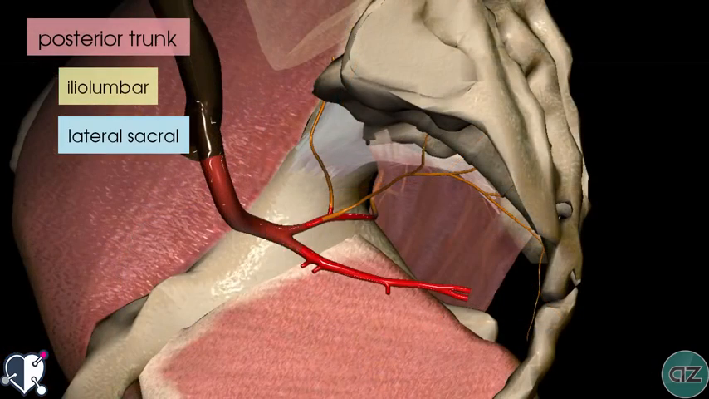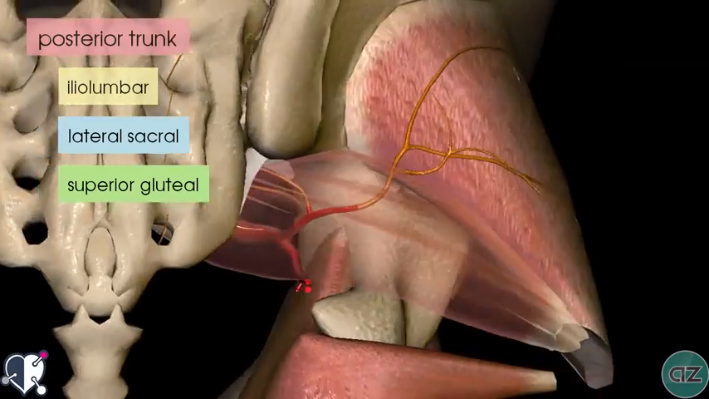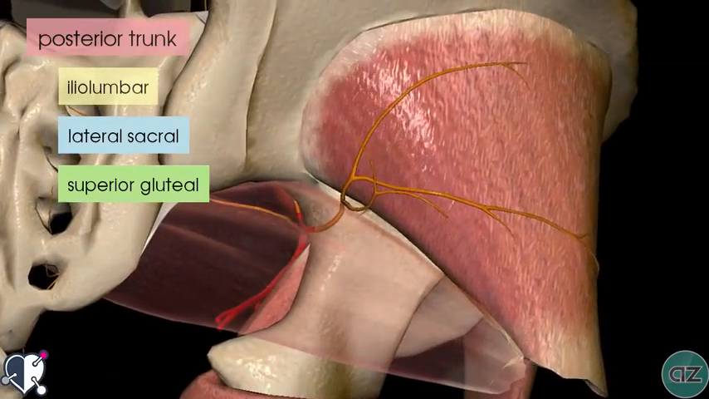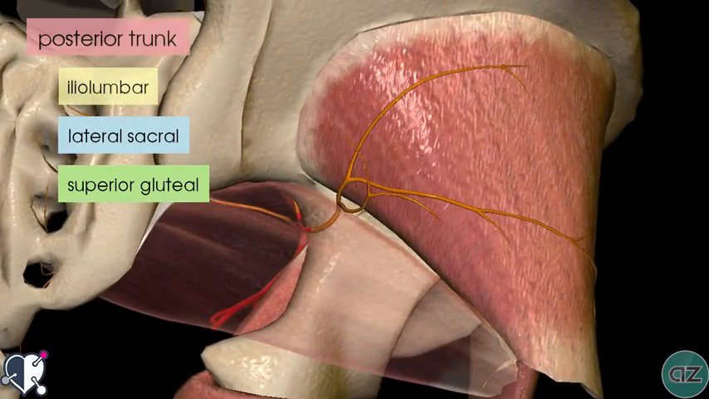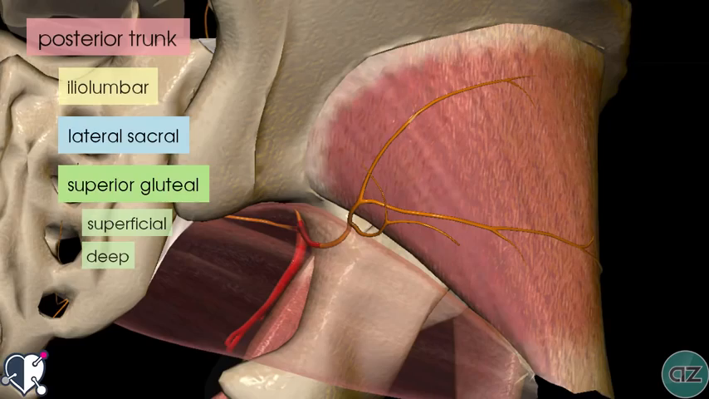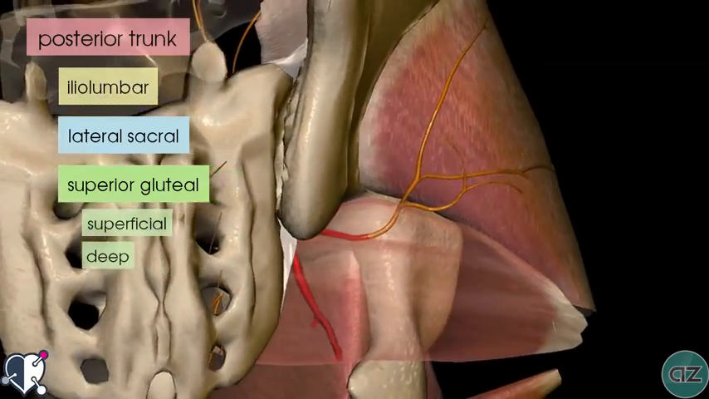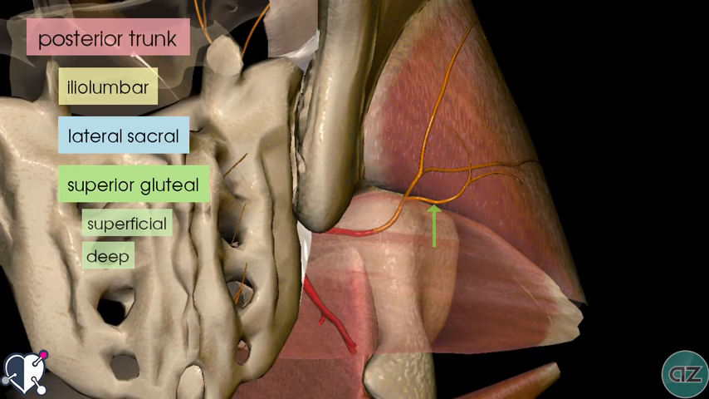The third branch of the posterior trunk is the superior gluteal artery, and you can see this artery exiting posteriorly. And if I rotate the model round, you can see how it exits just above the piriformis muscle in the greater sciatic foramen. And we can see that it has these different branches. It's got deep and superficial branches. So if I just rotate the model around for a better angle, you can see the superficial branch coming off here.